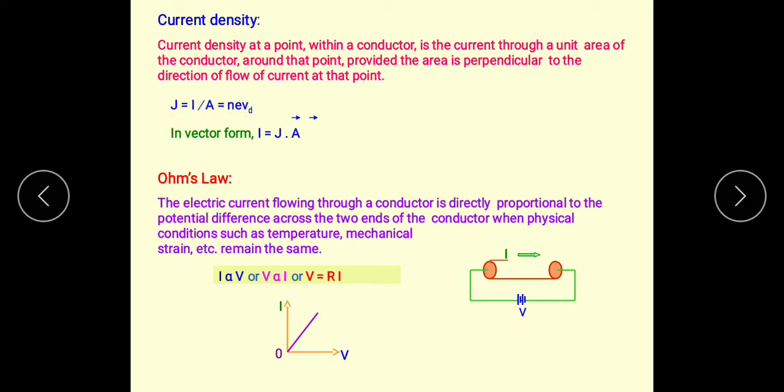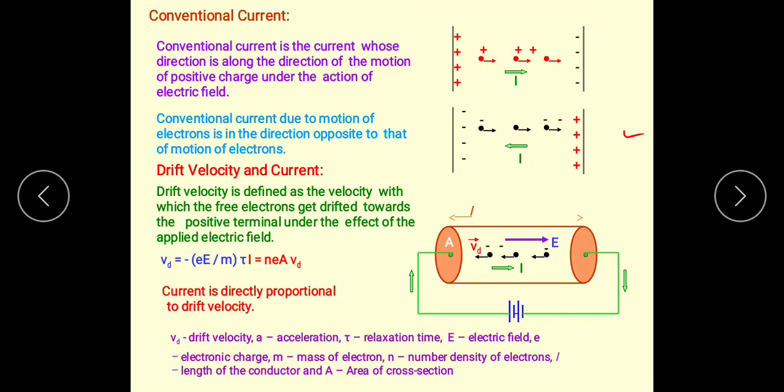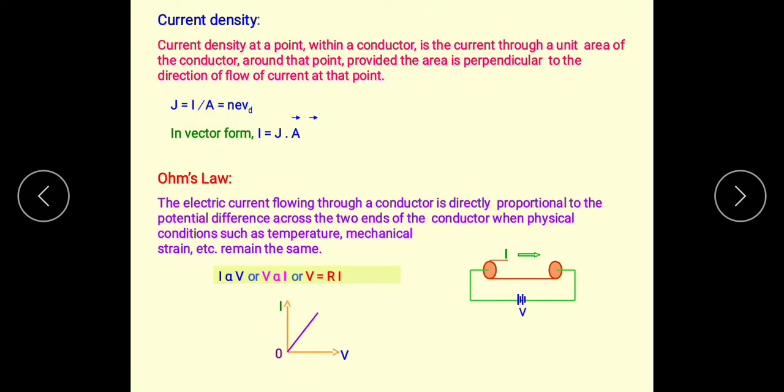Also we have studied this formula, I is equal to NeAVd. If we take A to the left side, it will be I upon A, and what is left here is NeVd. So J is equal to I upon A, and I upon A, from the relation of current and drift velocity, is equal to NeVd. So this is the current density. Current density means the current flowing through the unit cross-sectional area of the conductor.